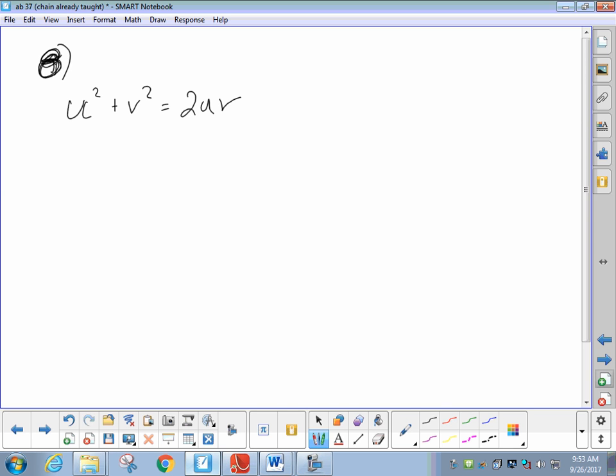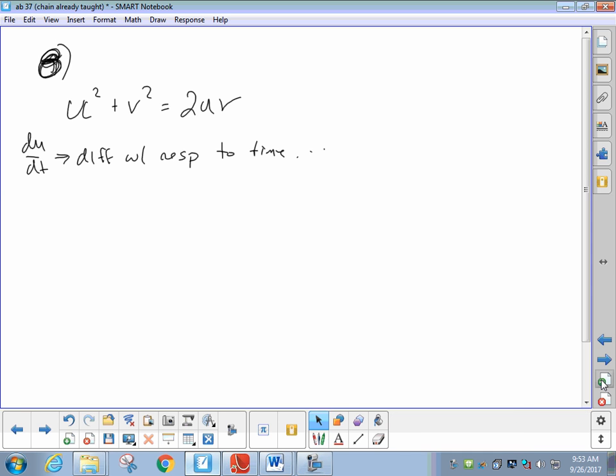In this question, they say find du/dt. That implies they want you to differentiate with respect to time, yeah? So if I take the derivative with respect to time, then it's chain rule, chain rule, chain rule, with a little product rule thrown in for flavor.